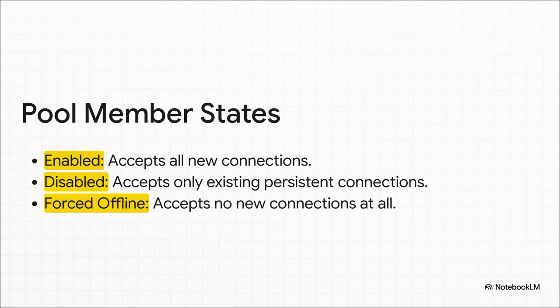And for the network pros out there, this is where you get some really fine-grained control. You can take a server out of rotation gracefully for maintenance, letting current users finish up what they're doing. Or, if something's really on fire, you can just yank it offline immediately. This kind of control is crucial for managing a live system without causing a scene.